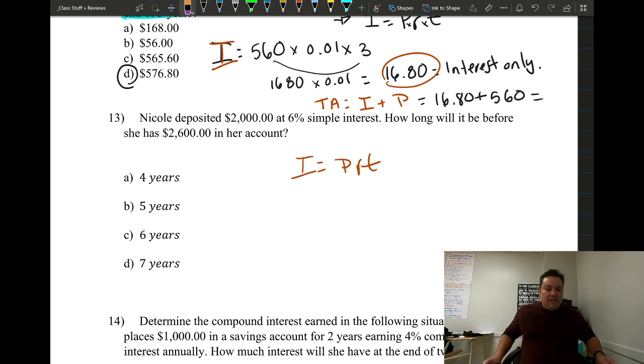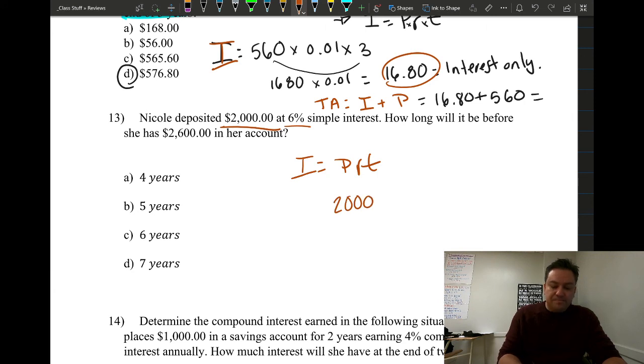So number 13 says, it's another one of simple interest. Says Nicole deposited $2,000 at 6% simple interest. How long will it be before she has $2,600 in her account? So on this one, we're going to use the formula, but we're going to have to work it backwards a little bit. Remember, the P is going to be the principal, which in this case is going to be the $2,000. The rate is going to be 6% or 0.06. Remember, convert that to decimal.